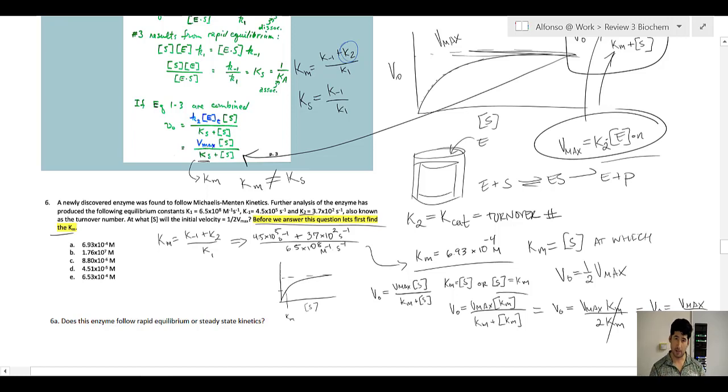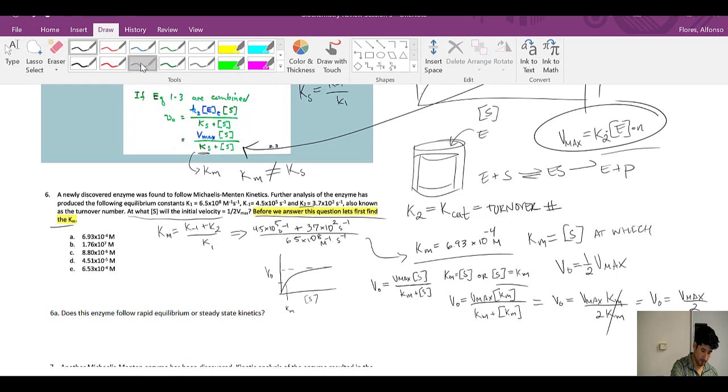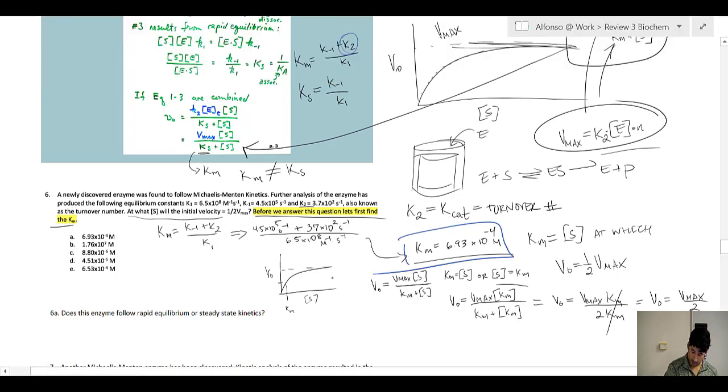Okay, so remember, substrate concentration can be any value on this little Michaelis-Menten graph that I showed you, but it's only when the substrate concentration is equal to the Km, only in that condition, when those two things are equal, that your initial velocity will be 1/2 the Vmax. So the question was asking, at what substrate concentration will the initial velocity be 1/2 the Vmax? And the answer is 6.93 times 10 to the negative fourth, which means that the correct answer is A.